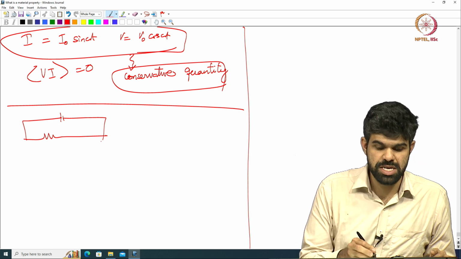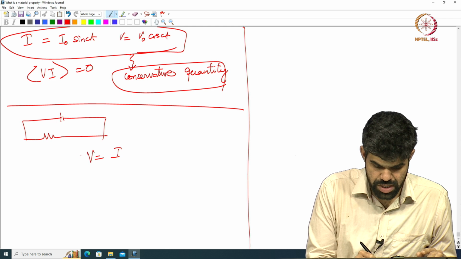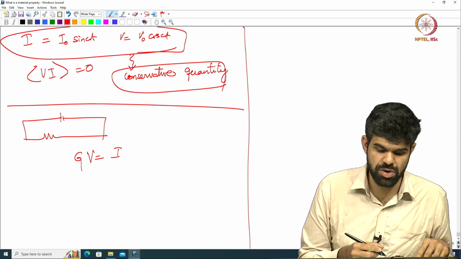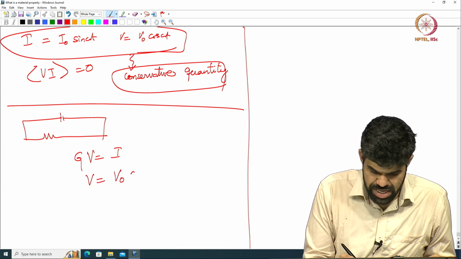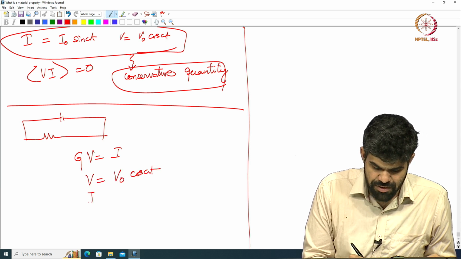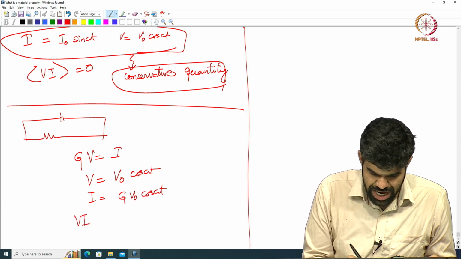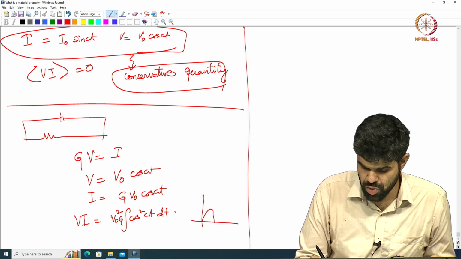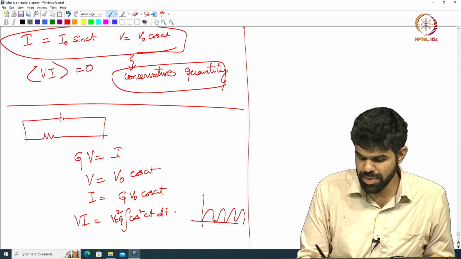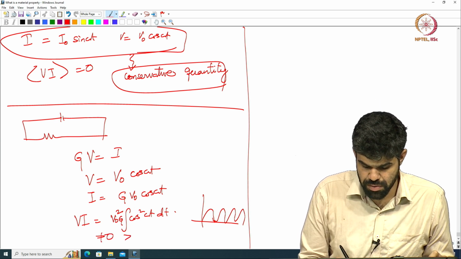and I apply a voltage, now in a resistor V equals IR, or GV equals I, G being the conductance, the opposite of resistance. And I have V oscillating at V naught cos omega t. So, the current will oscillate exactly as G times V naught cos omega t, and if I look at VI, it is the integral of V naught square G cos square omega t dt, and cos square omega t is always positive, it cannot go negative. So, although it oscillates at 2 omega frequency, it does not go negative. As a result, this is not equal to 0, this is always some positive number.